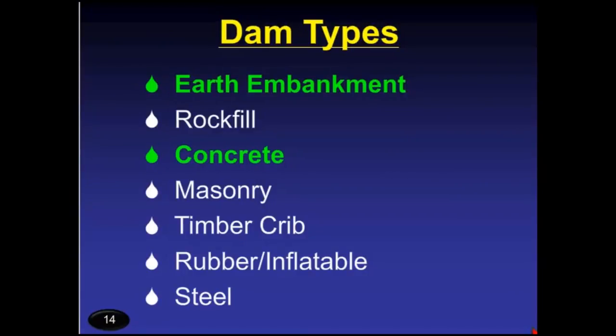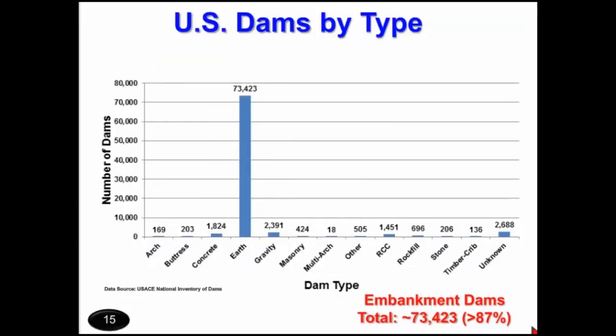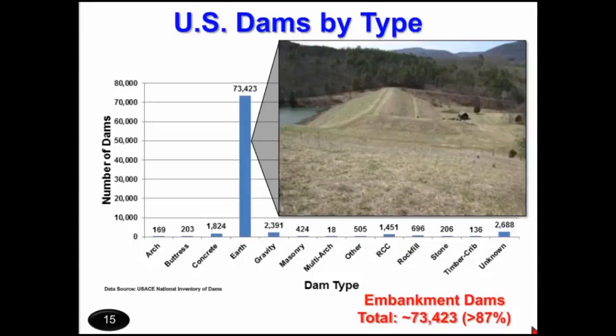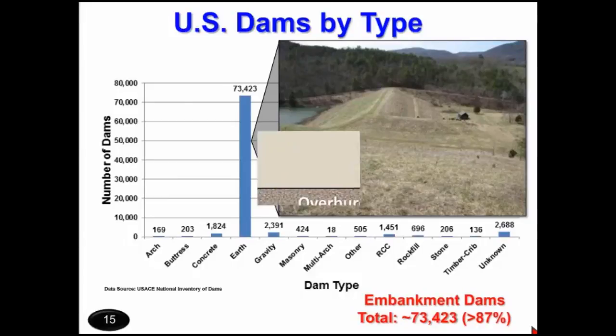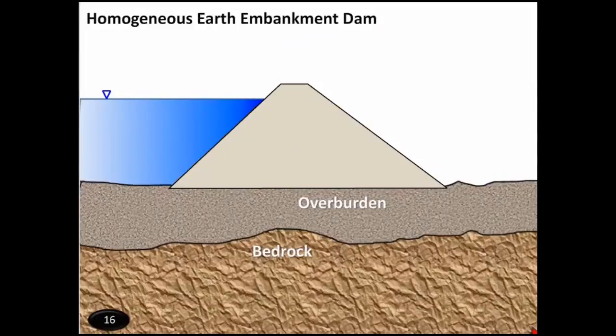Now, the most common types of dams are earth embankment dams and concrete dams, and they make up almost 97% of the dam types in the United States. And here's a graph showing you the different dam types, listing them on the bottom axis, and then the number on the y-axis, and it becomes very clear that by far the majority of dams are earth embankment dams. So we're going to spend most of our time looking at earth embankment dams and the features and inspecting them.